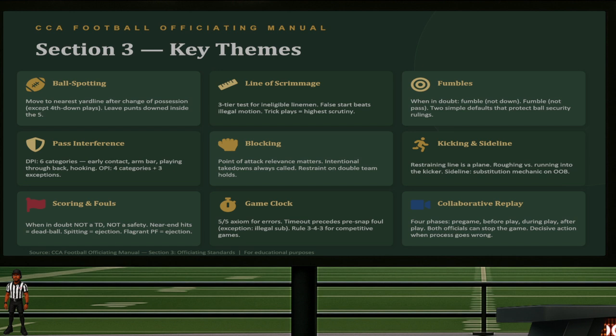That is Section 3. Know every standard. Apply every default. That is the standard the CCA has set for every NCAA game.